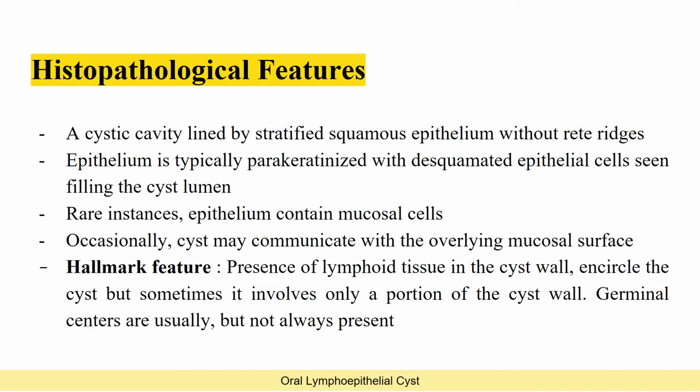And the hallmark feature of this oral lymphoepithelial cyst is the presence of lymphoid tissue in the cyst wall, which encircles the cyst, but sometimes it only involves a portion of the cyst wall. The germinal centers are usually, but not always, present.